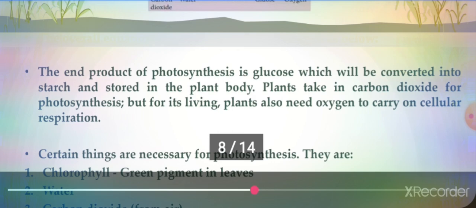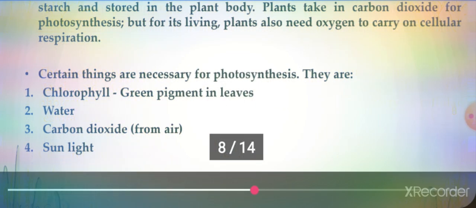And what is the main product? Energy. And that energy is stored in the form of adenosine triphosphate, ATP. You would have heard of it, ATP, adenosine triphosphate. It is called the energy currency of the plant cells. It is otherwise called the bioenergy.